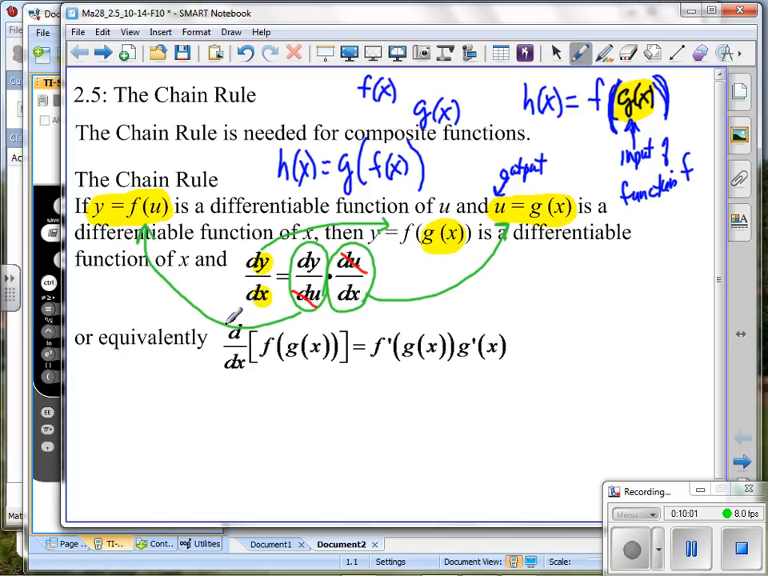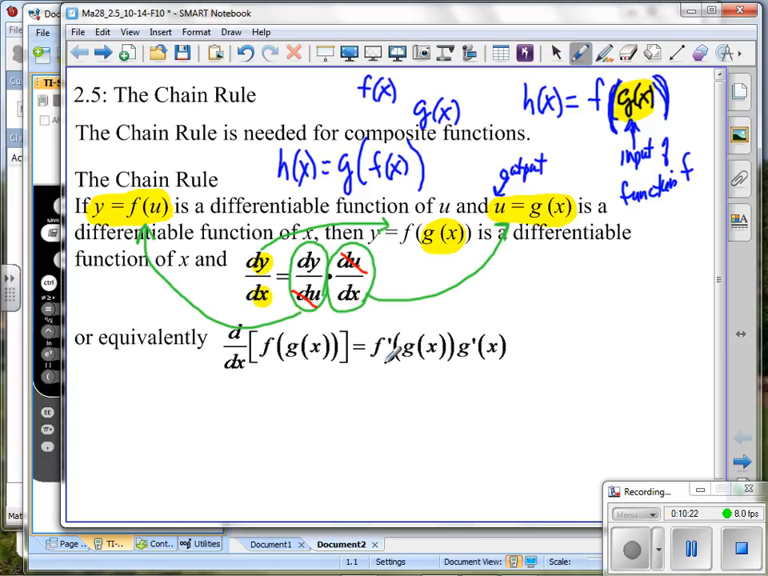What were we trying to find? dy dx. Okay, so the chain rule says if you want to find the derivative of a composite function, if you can break it apart into the two separate functions and take their individual derivatives, then just multiply them together. You get the derivative you want. A little more to it than that, but that's basically what we're doing here.